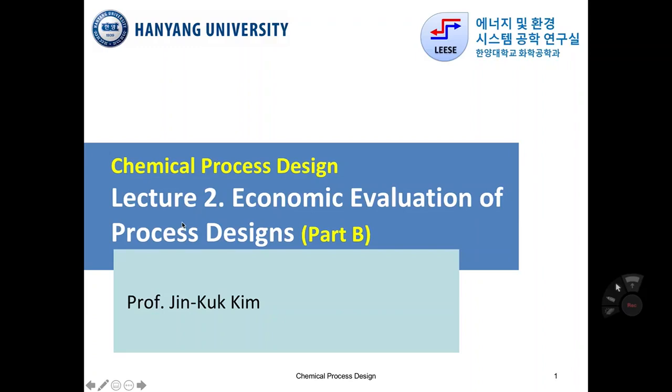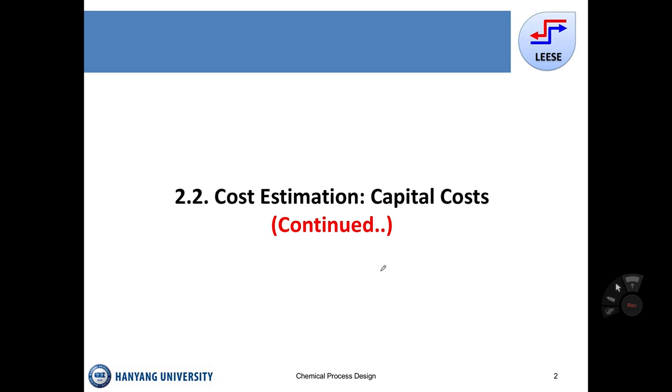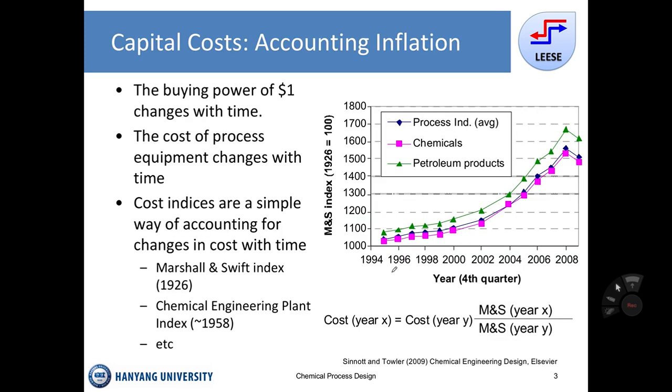This is the second part of lecture 2, which is going to describe the economic evaluation of the process design in the context of the capital cost and the operation cost. So we had been looking at the cost estimations. Last week you looked at how to estimate capital cost. We are continuing the estimation of capital cost today.